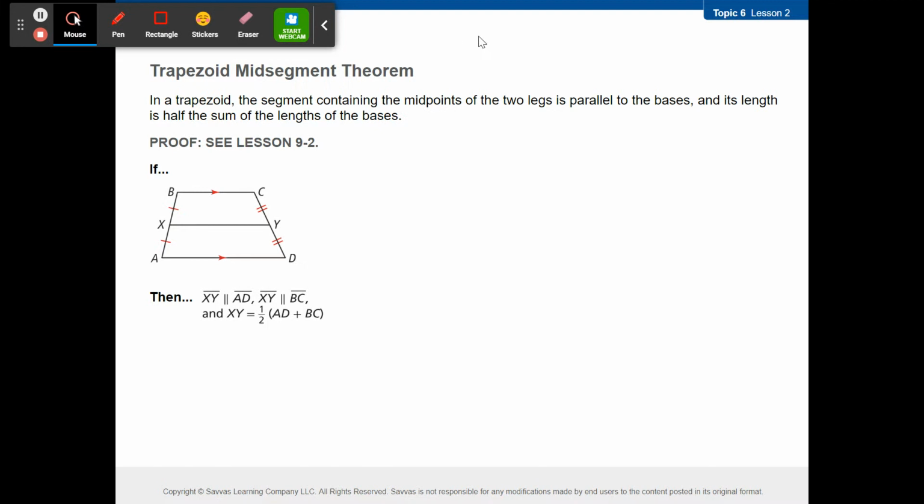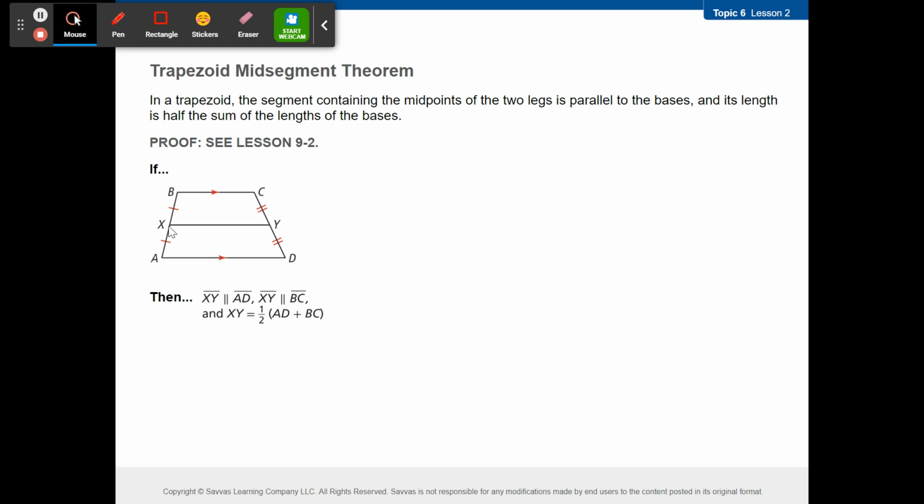What happens is, in a trapezoid, the segment containing the midpoints of two legs is parallel to the bases, and its length is half the sum of the lengths of the bases. So I gave you the algebra. You guys need to add in the if-then, okay? So if you have XY as that mid-segment, also known as a median, it could show up either way on a test. I know on the quiz it'll show up as mid-segment, okay?